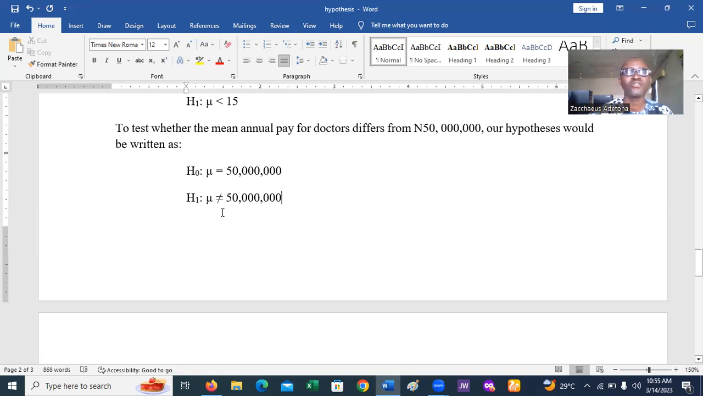Or if you say mu less than 50 million, and then you leave it like that, then mu greater than 50 million will be left out, and that's a mistake in the research. Hypothesis must not be formulated in that manner. The two hypotheses must be all-encompassing, cover all available spaces, all available statements or figures in the research. So that is that.